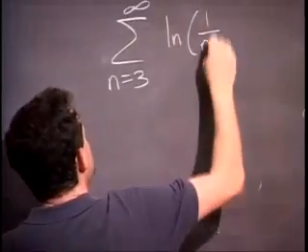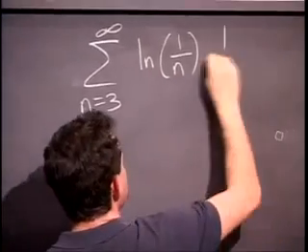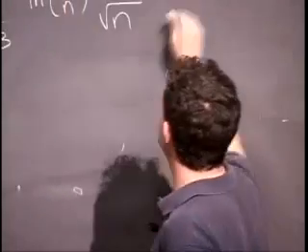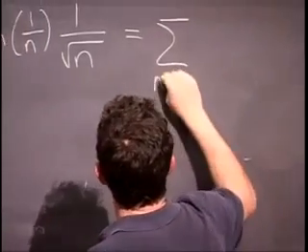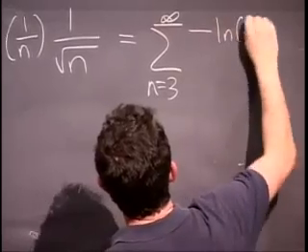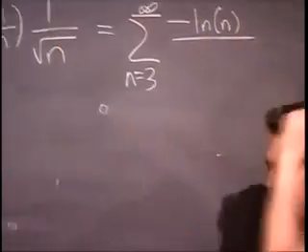Log 1 over n, 1 over root n. Okay, well, I kind of wrote that as a trick thing. I mean, the fact is, log 1 over n, I should really just write, to save myself a problem, minus log n. It's log 1 minus log n, and log 1 is 0.